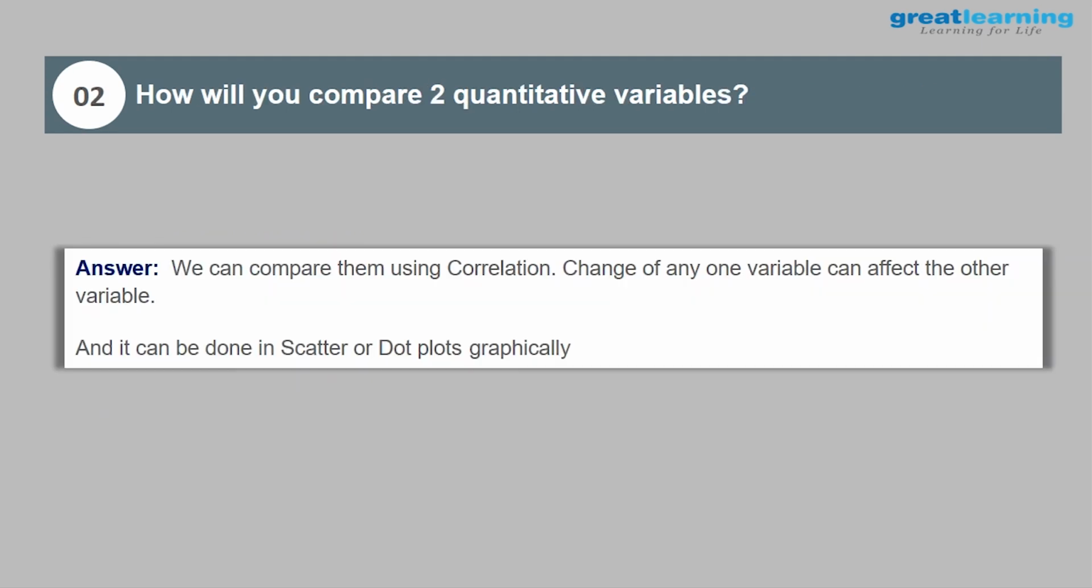Now let's have a look at the second question. How will you compare two quantitative variables? Your answer will be, we can compare them using correlation. Change of any one variable can affect the other variable, and it can be shown graphically in scatter or dot plots. So we use scatter plots or dot plots basically to understand and visualize your data.